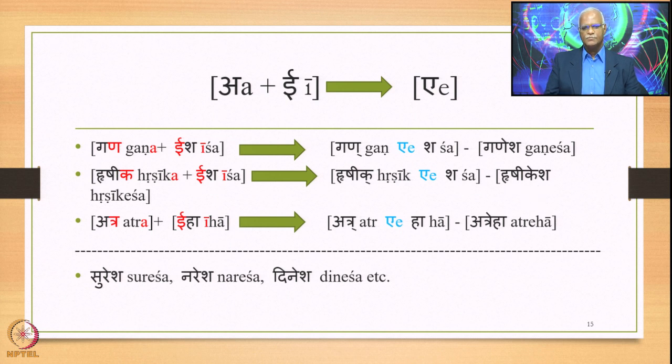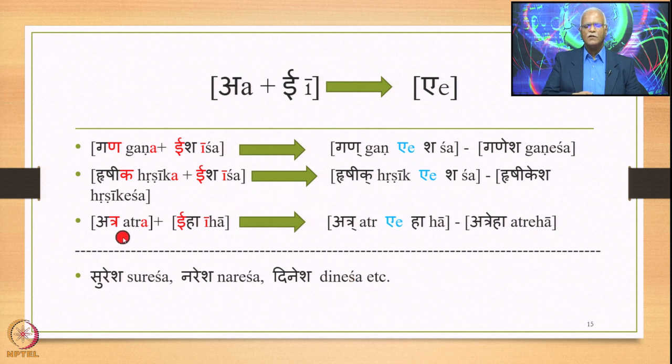This is how these words are derived. And remember, there are plenty of words in Sanskrit of this kind. So we have, for example, Suresha, Sura plus Isha, Naresha, Nara plus Isha, Dinesha, Dina plus Isha, Guṇa plus Isha, and so on and so forth. All these words will be derived in this particular fashion.